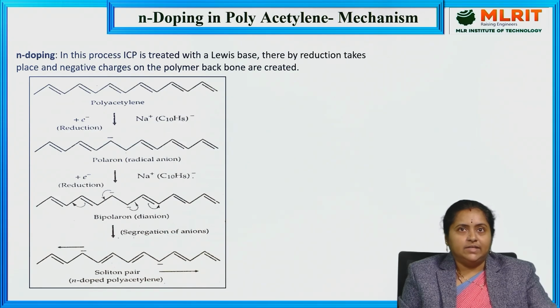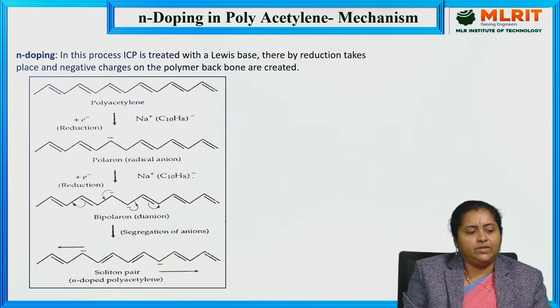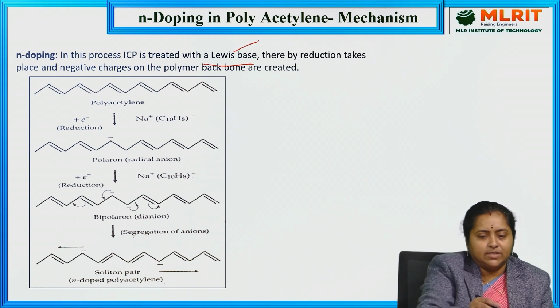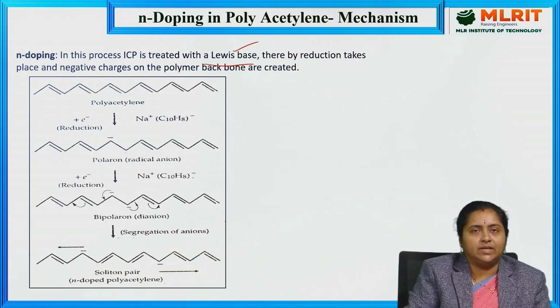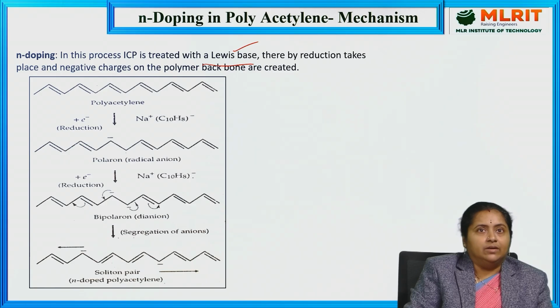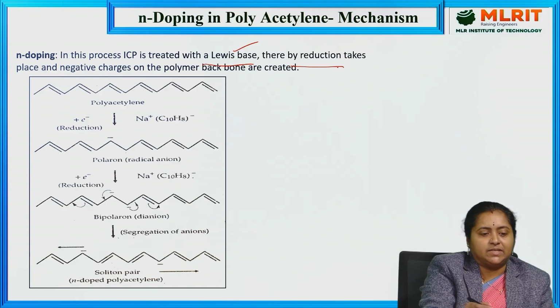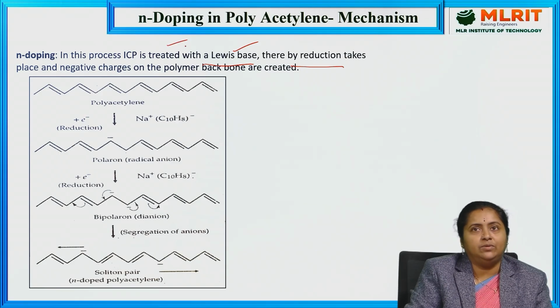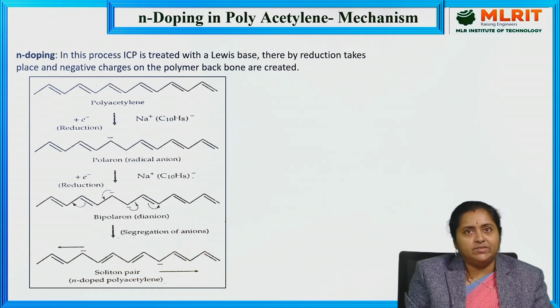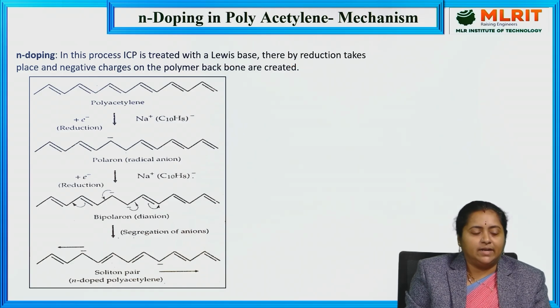So let us go for the second type, n-doping in polyacetylene. If you notice, n-doping of polyacetylene takes place when polyacetylene is subjected to treatment with a Lewis base. The same polyacetylene, the same ICP, is subjected to reduction by using a Lewis base. A Lewis base is an electron pair donor. If it is able to release electrons, then the gain of electrons is nothing but reduction. So this ICP, that is polyacetylene, is able to gain that electron by involving in reduction. Thereby it creates a negative charge in the polymer backbone. As a result, its conduction will be increased.